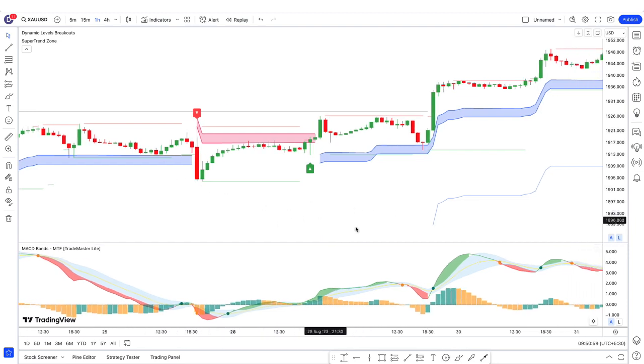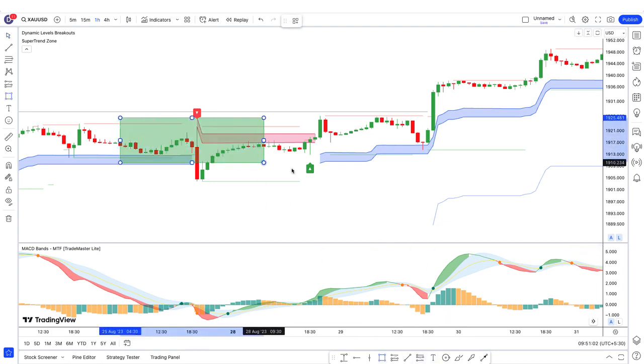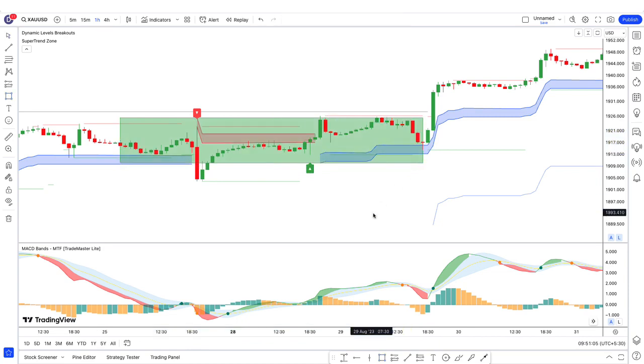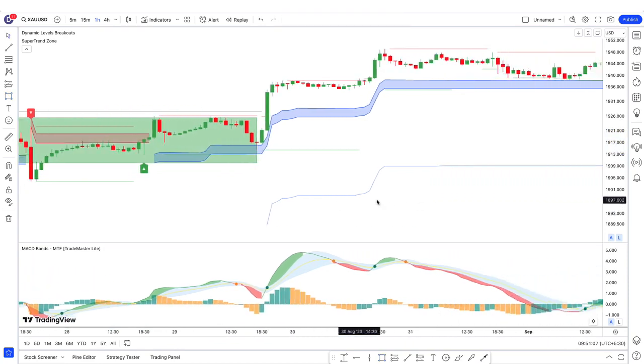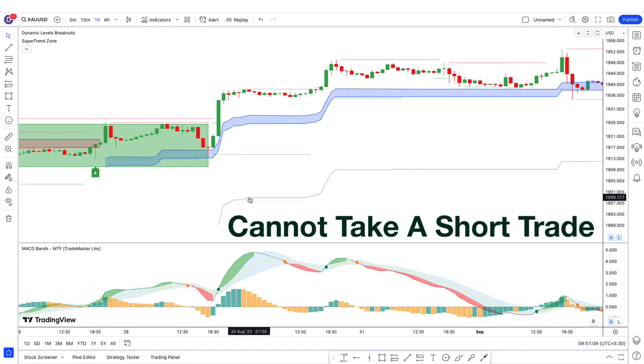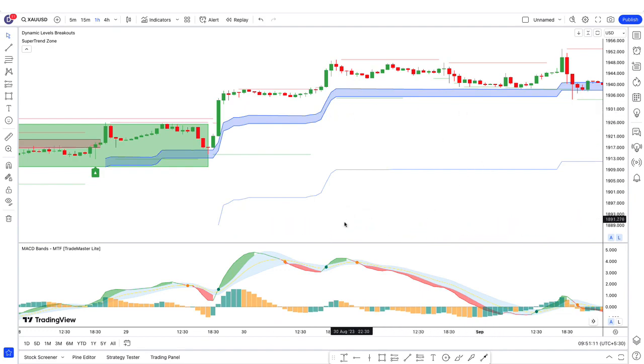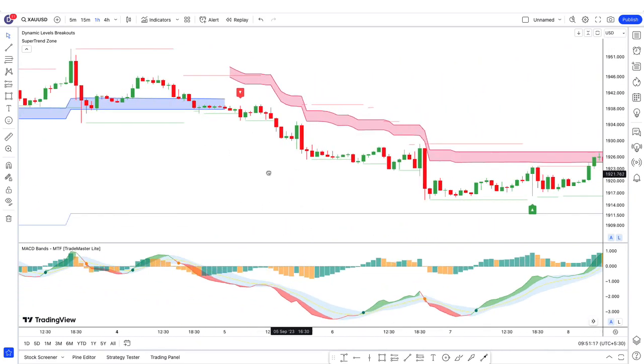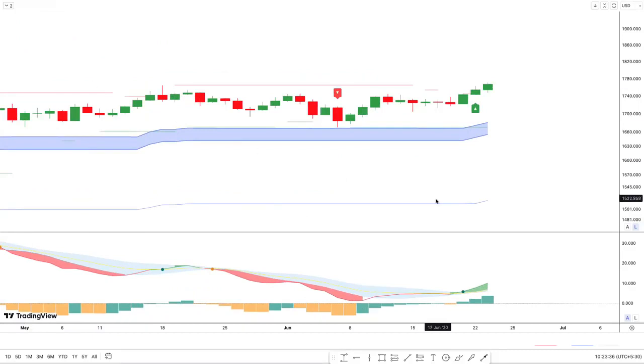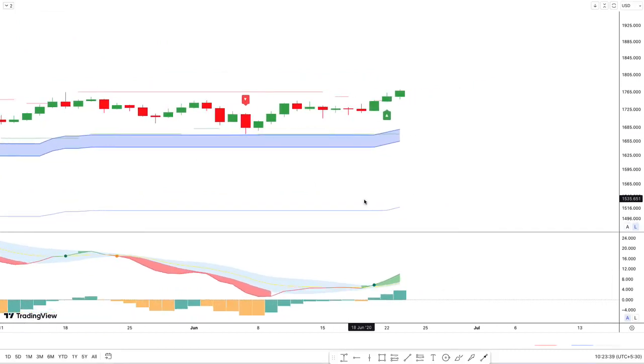Remember, the slower super trend always confirms the signals given by the faster super trend. For example, if the slower super trend is bullish, you cannot take a short trade even if the faster one shows bearish momentum. I hope this makes sense. Now let's learn the complete rules for buying and selling with this strategy.